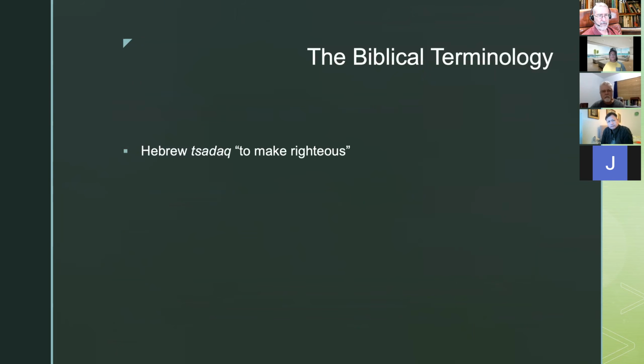The Old Testament term tzedek, righteousness, or the verb form to make a person righteous or to declare a person righteous, is actually fairly common in the Old Testament. We find it fairly often, sometimes in just a plain legal sense. The judge would determine that the individual is not guilty, and that's a justification, that's a tzedakia. The New Testament word is dikaio, which means to declare righteous or to declare not guilty.